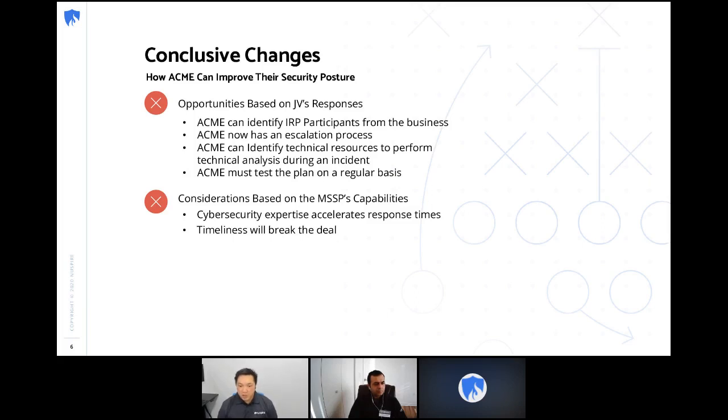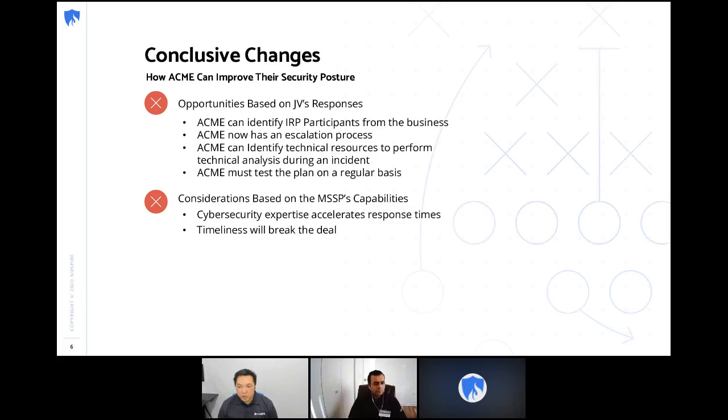Let's document that. Let's put that into the incident response plan, and let's also put into the plan their SLAs that they're required to meet, because timeliness will break the deal. If we don't understand the response of our MSSP and the times they're supposed to respond to us, that puts us as responders, and yourself and your team, in pretty much of a bind of just standing by and waiting.